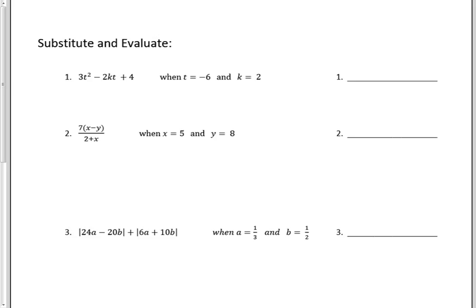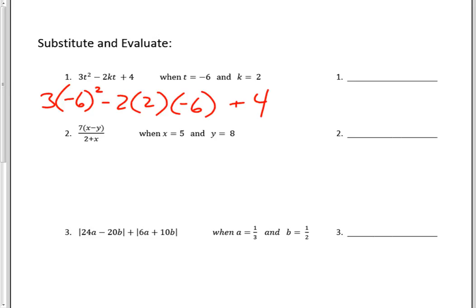If you are having trouble, do what I do. Show parentheses when you do substitution. I'm putting a -6 in there, so I show parentheses. It doesn't mean do that first, it just means I'm putting something there. I'm putting something where the K is. I'm putting something where the T is.